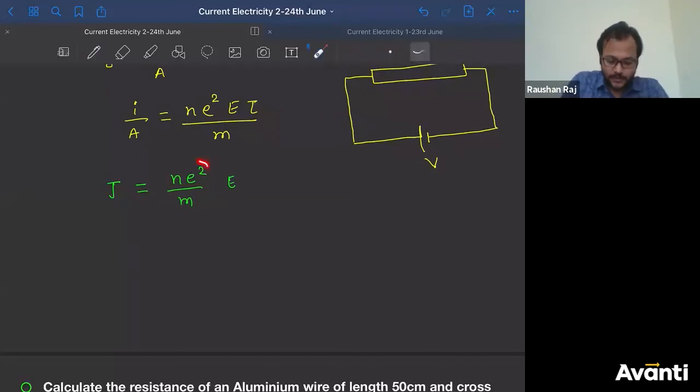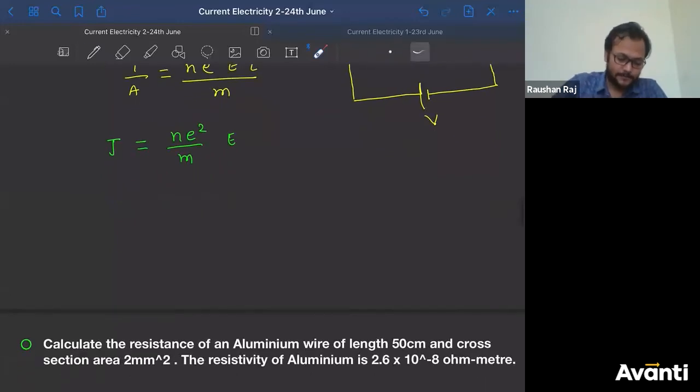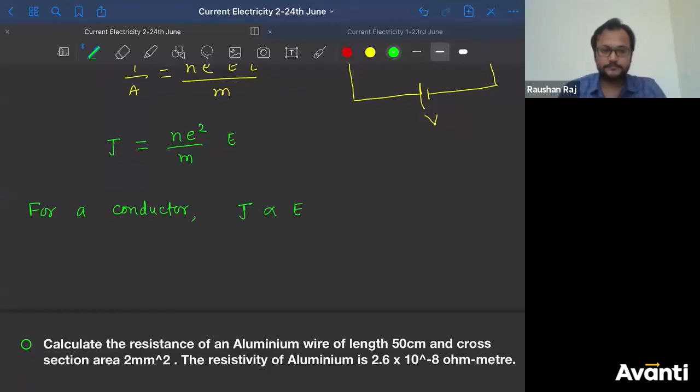Tell me what are these values? Can you change them? For a material, if you fix the material, if you fix the conductor, can you change the value of this? No, right? So can I say for a material, or for a conductor, to be more precise, I can say J is directly proportional to E.